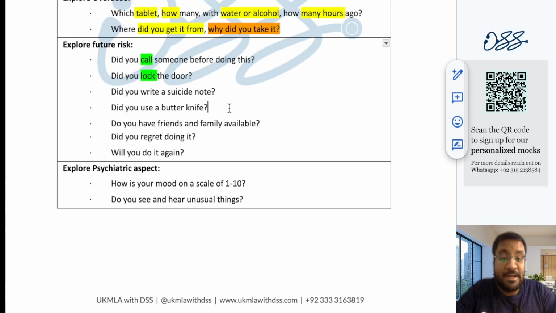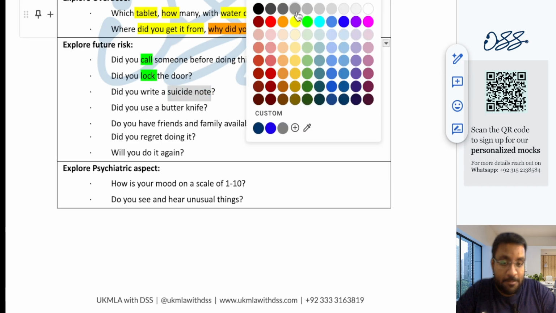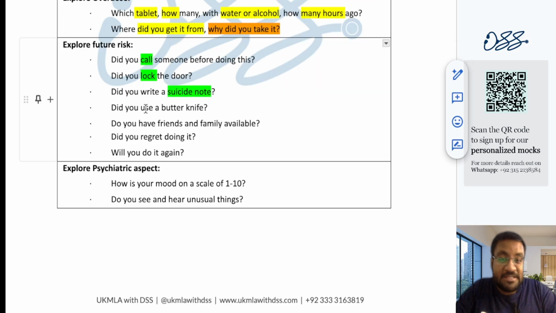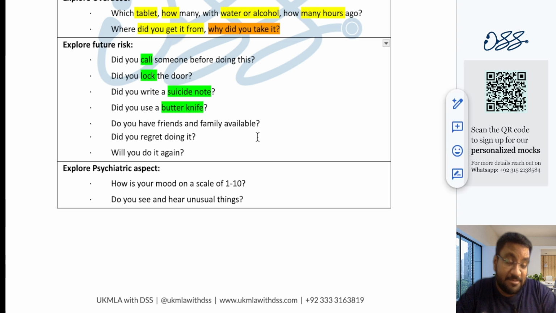Okay, then did you write a suicide note? If somebody is writing a note, that means it's serious. They actually want to kill themselves and they actually want to end their life. So the presence of a suicide note is really important. Okay, which knife did you use? Was it a sharp knife? Was it a butter knife? If somebody is trying to kill themselves using a butter knife, that means that they're not actually trying to harm themselves, they're just trying to show that they're going to harm themselves. So if somebody just used something like that, then they are at a low risk of suicide.